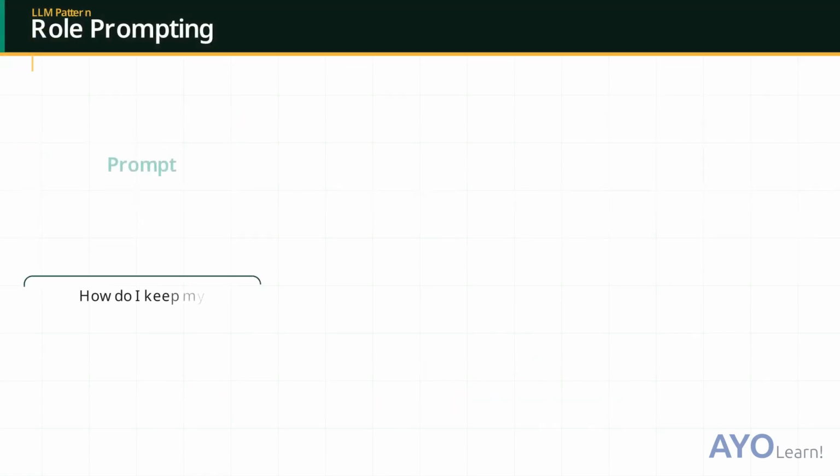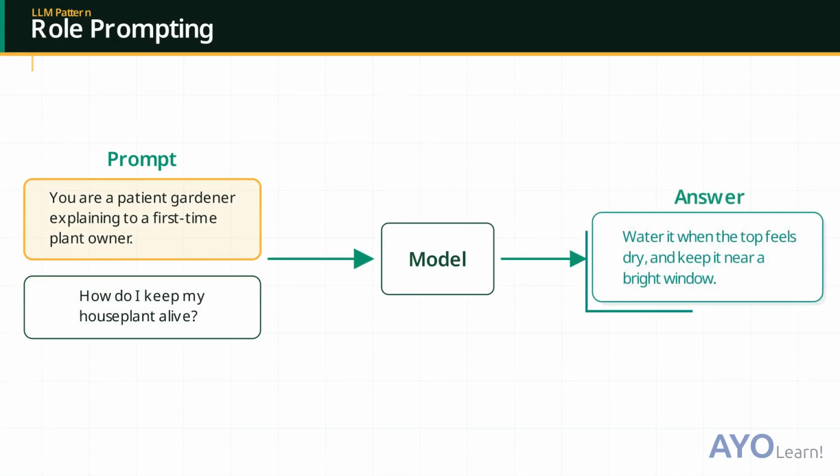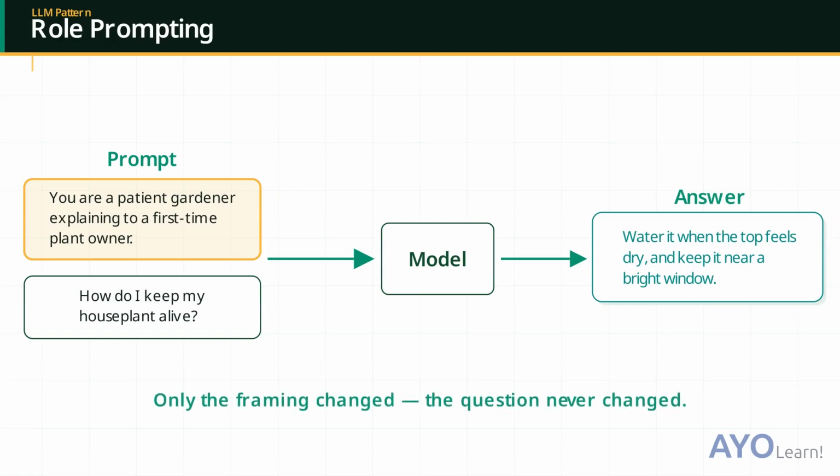Watch as we add one role card at the front. You are a patient gardener explaining to a first-time plant owner. The question stays exactly the same. But now the answer comes back warm and simple. Water it when the top feels dry, and keep it near a bright window.